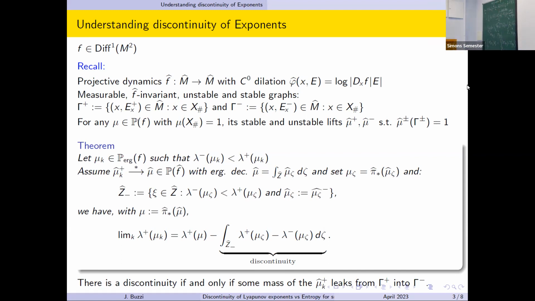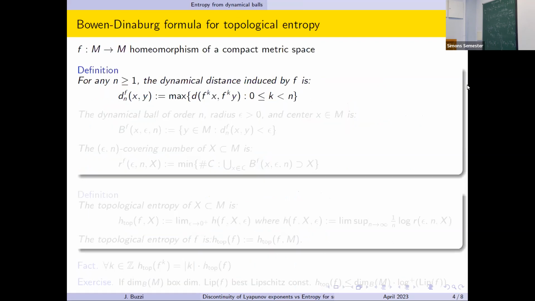Then we get this. So now the punchline is this: if we have a discontinuity, if the limit is below what it should be, below the exponent of the limiting measure, it means that we have had this leak of measure into the stable manifold, the stable graph, sorry. So now we remember this and we continue. We talk about something completely different.